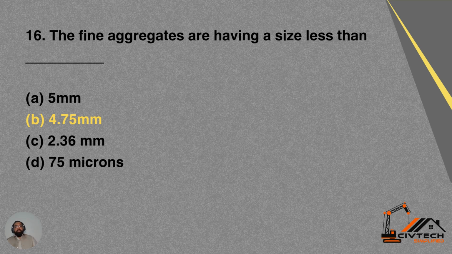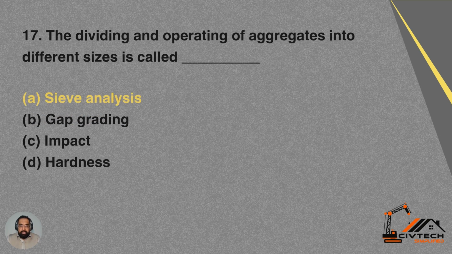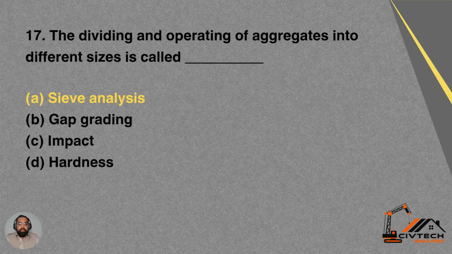The fine aggregates have a size less than: option A, 5 mm; option B, 4.75 mm; option C, 2.36 mm; option D, 7.5 micron. So the fine aggregates have a size less than 4.75 mm. B is the correct answer.